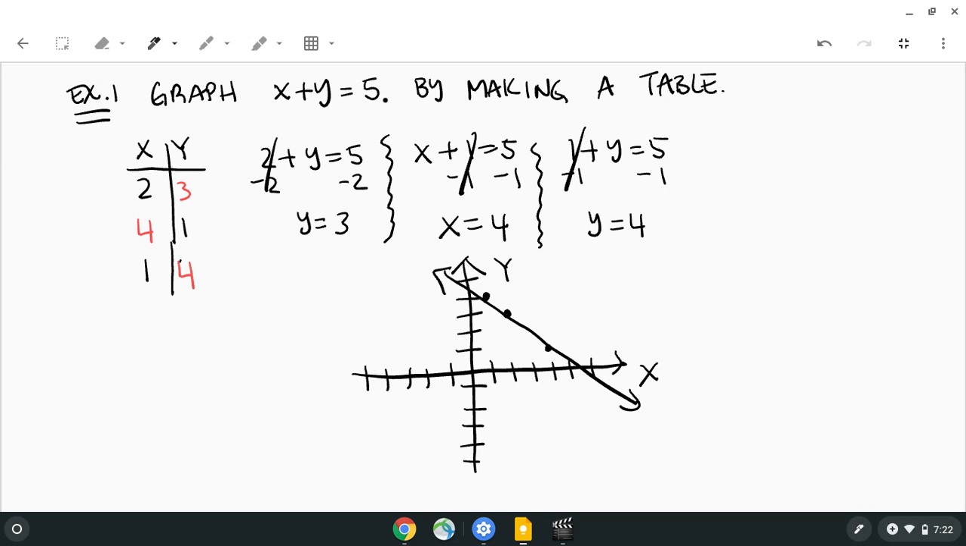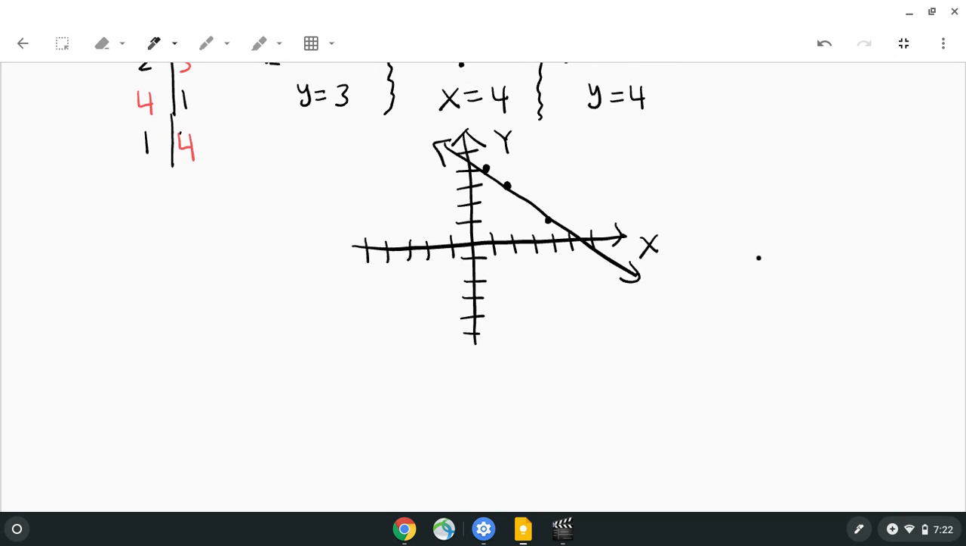So we have infinitely many solutions, which is why we put these arrows here, okay, to show that this goes on forever, and every xy point that falls on this line is a solution to this equation, okay? All right, I want you guys to try this one.